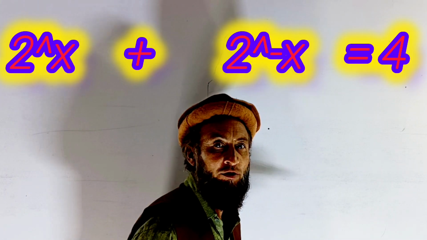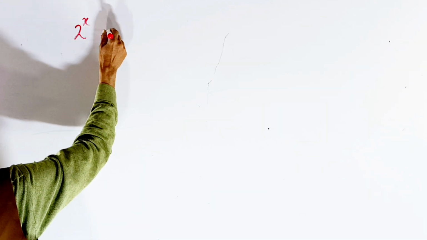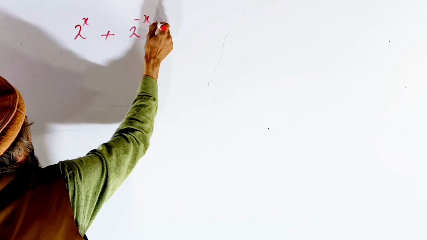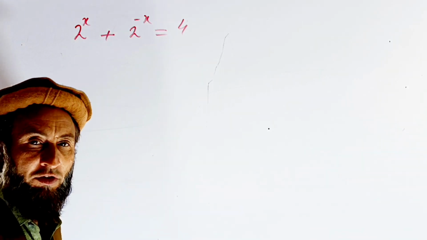We have a new question for you. This question is very interesting. Let's start: 2^x + 2^(-x) = 4. How do we calculate the value of x?